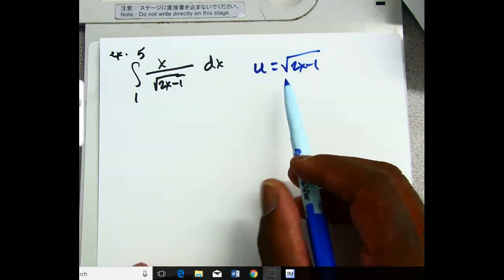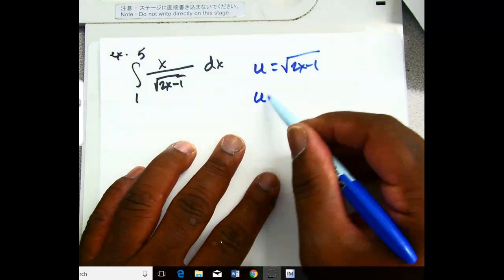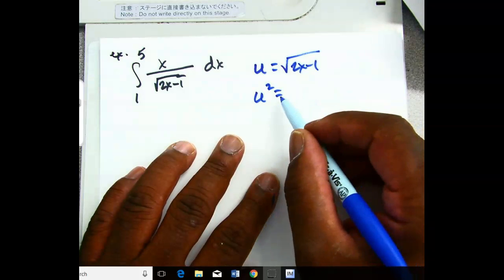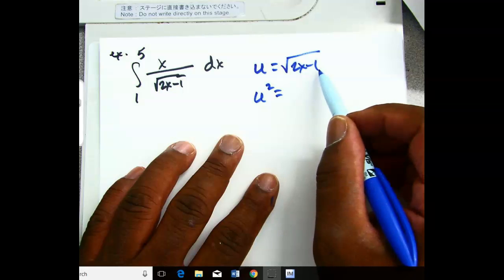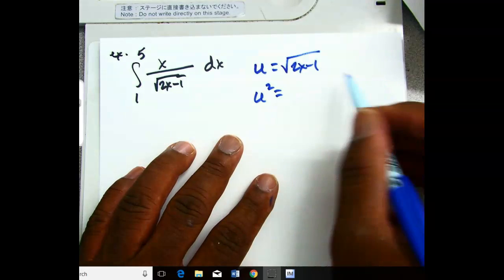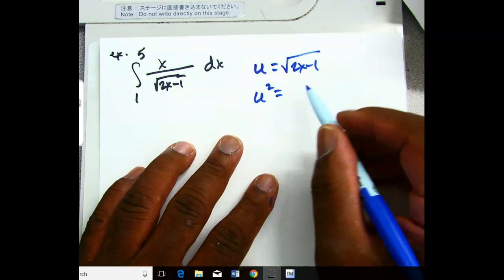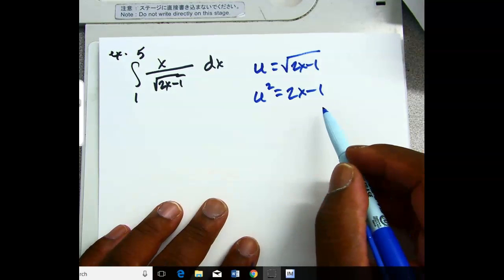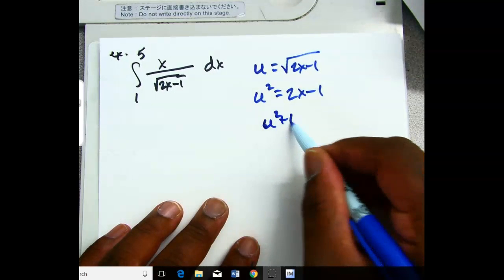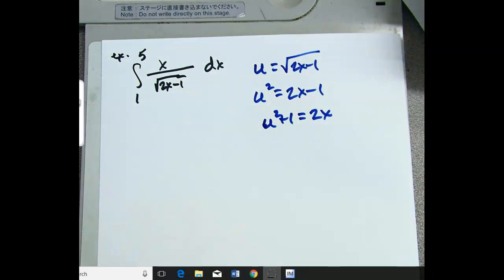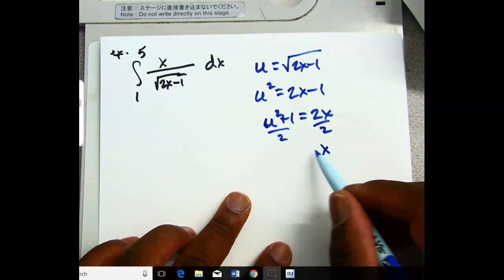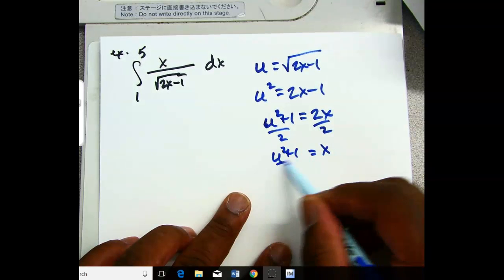Then, are you guys with me? All right, u squared. So if u is equal to the square root of 2x minus 1, what's u squared? 2x minus 1. It's not plus or minus. U squared plus 1 is equal to 2x. So then that means that x is equal to u squared plus 1 over 2.